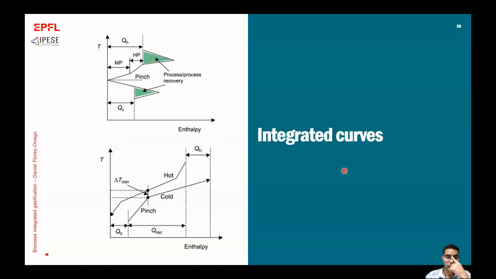Let's then discuss the integrated curves of the previous configurations, as well as other configurations for biomass utilization.